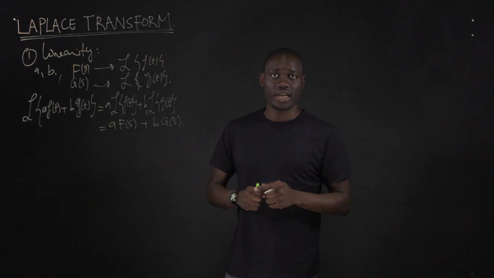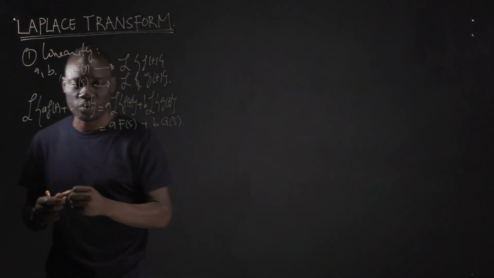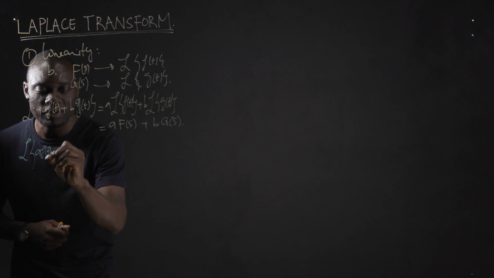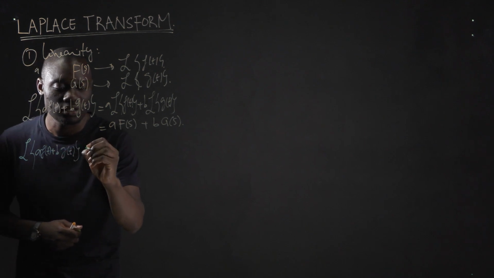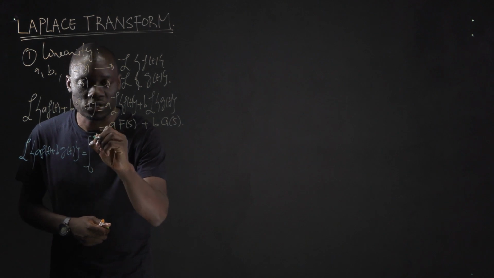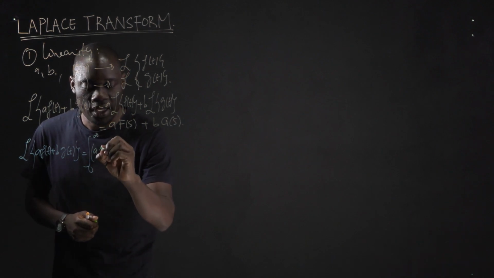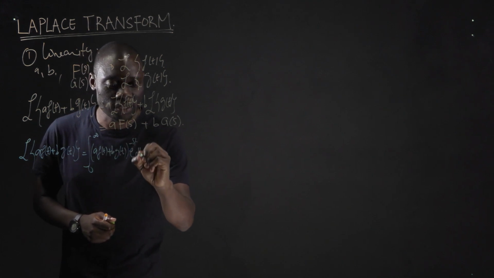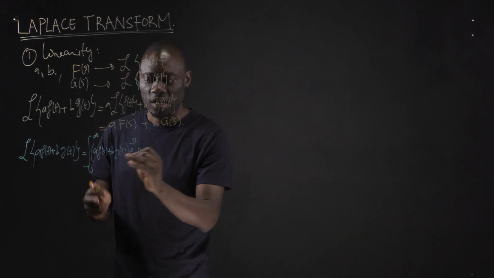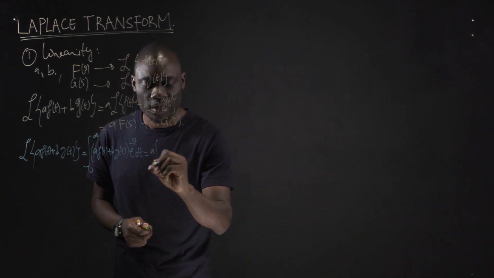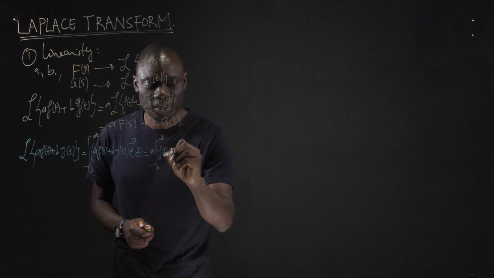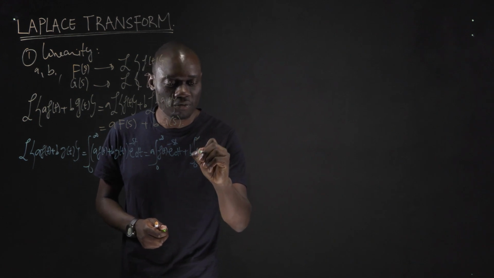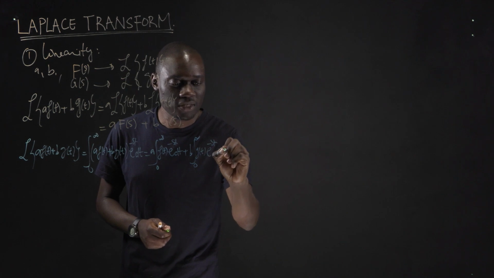Now, this can easily be proven if we apply the integral of the Laplace transform of a f(t) plus b g(t), equal to the integral from 0 to infinity of (a f(t) plus b g(t)) e^(-st) dt, which is equal to, if I split them out, a times the integral from 0 to infinity of f(t) e^(-st) dt plus b times the integral from 0 to infinity of g(t) e^(-st) dt.